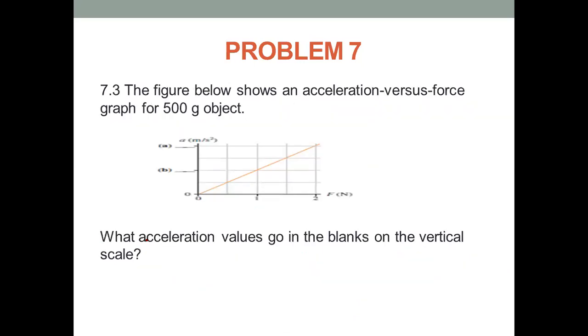Okay, 7.3 says the figure below shows an acceleration versus force graph for 500 grams. So what acceleration values go in the blank on the vertical scale? Okay, so you can see here we have A, here we have B, that is acceleration. So the mass of the object is 500 grams. We divide it by 1,000, we get 0.5 kg.